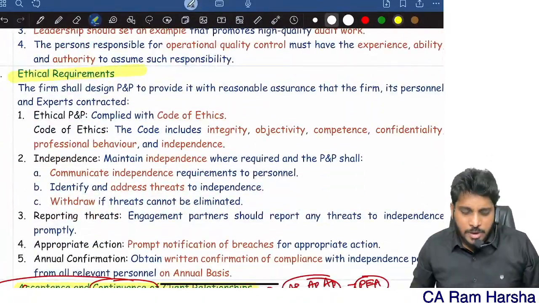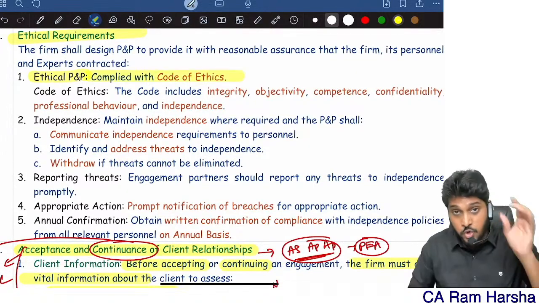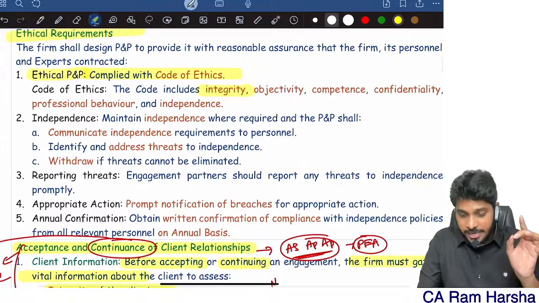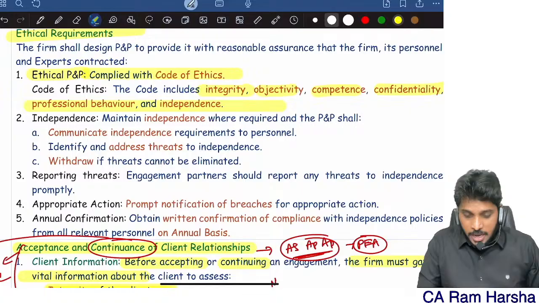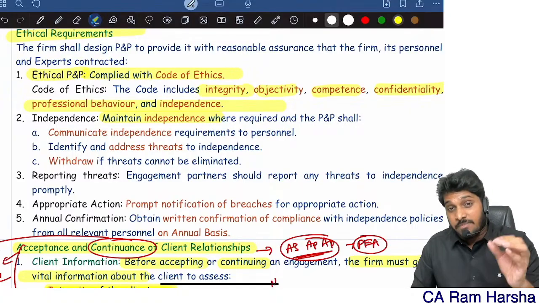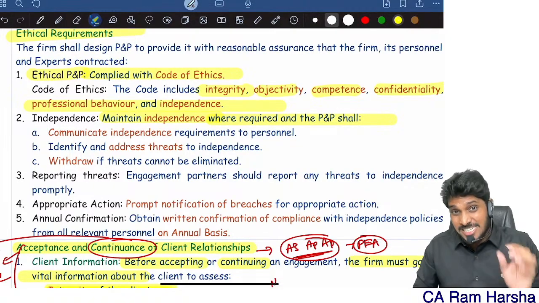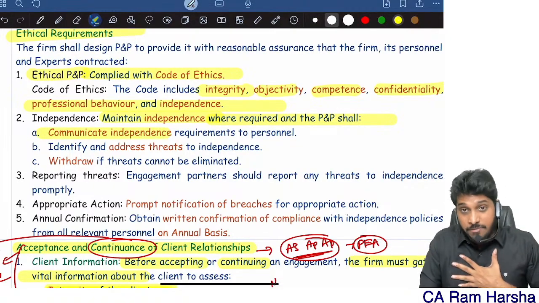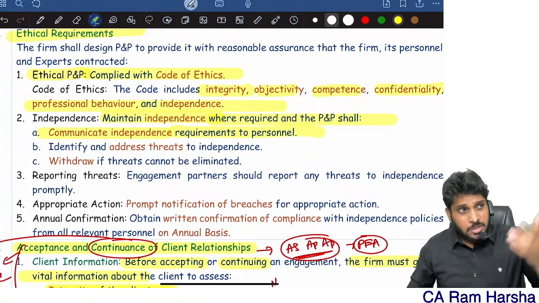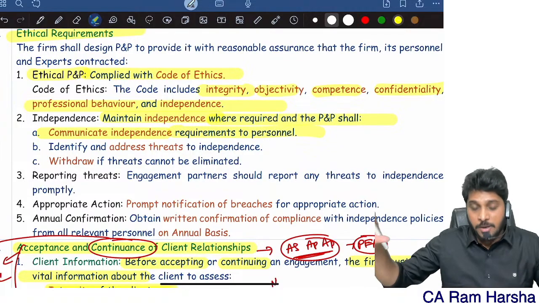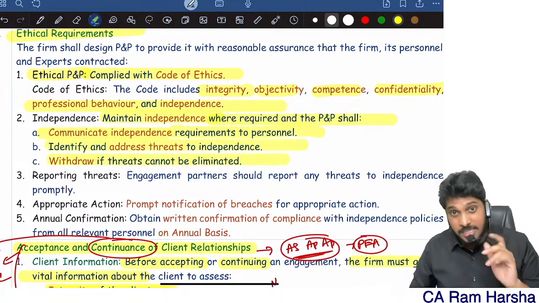Ethical requirements first I will finish. The firm shall establish policies and procedures so that the firm will comply with the code of ethics. What is the code of ethics? Integrity, objectivity, competence, confidentiality, behavior, independence, all that. Now, the firm shall establish policies so that the firm will maintain independence wherever required. So the policy and procedures shall ensure that the firm communicates independence requirements to personnel. So the firm shall have procedures where they are communicating independence requirements to people. And the firm shall identify and address threats to independence, and withdraw if the threats cannot be eliminated.